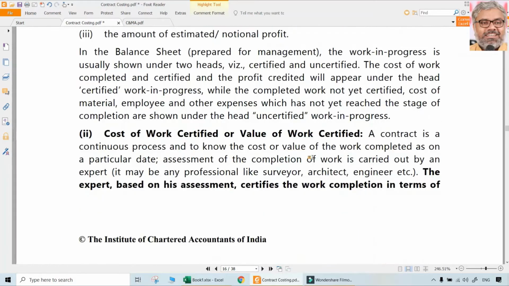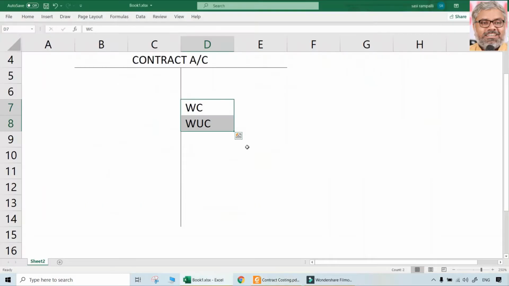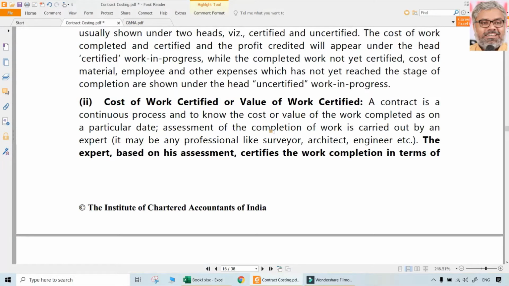So that is again a financial accounting thing. Mostly we don't have to worry much about that. If at all a balance sheet extract is asked, we can show these things on the asset side of the balance sheet. Let us say at the end of the year: material in hand, plant at site, work certified, work uncertified as work in progress. That is a balance sheet item, which is also part of accounting but definitely not contract costing.